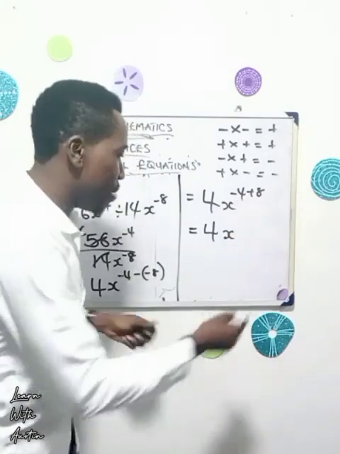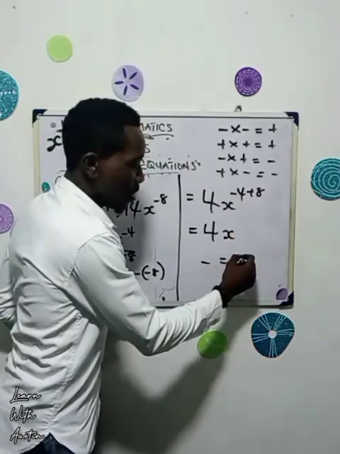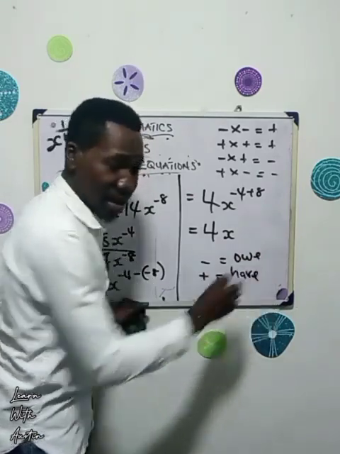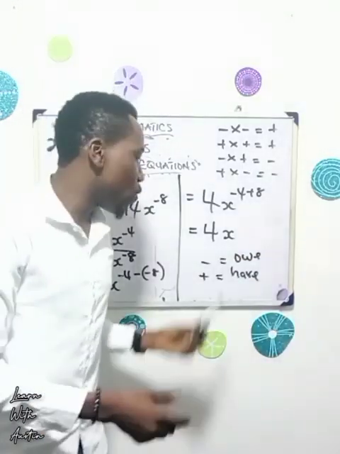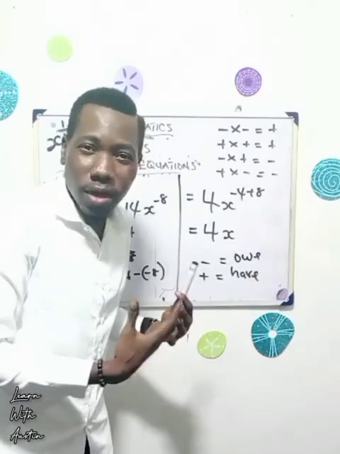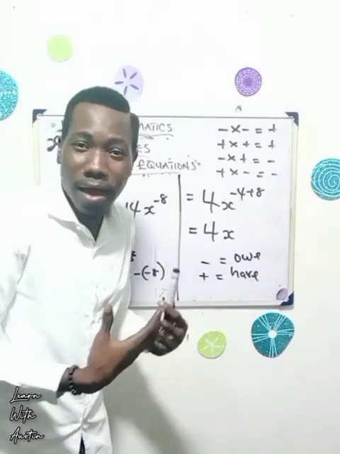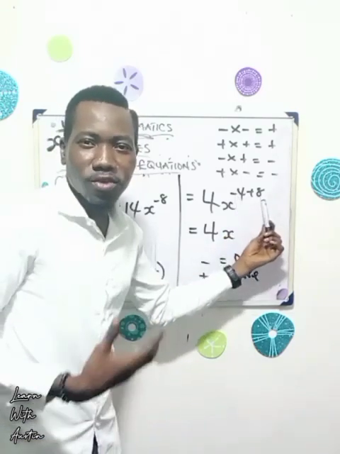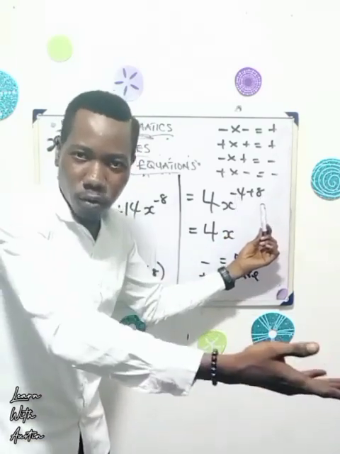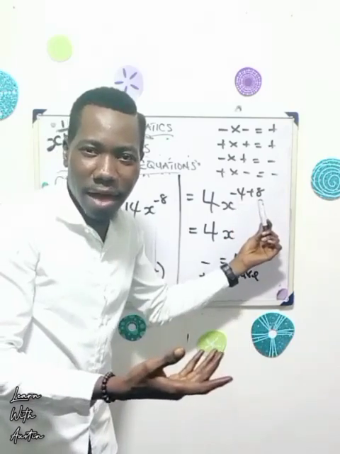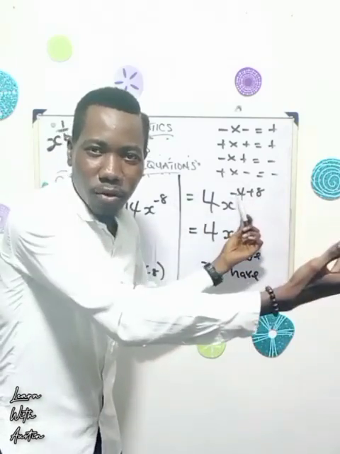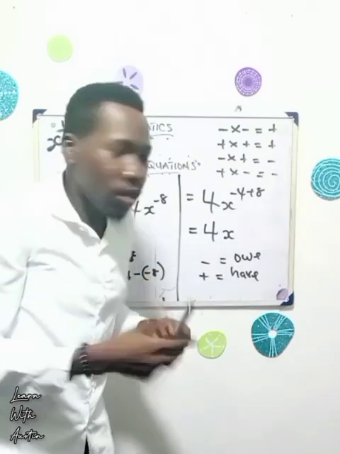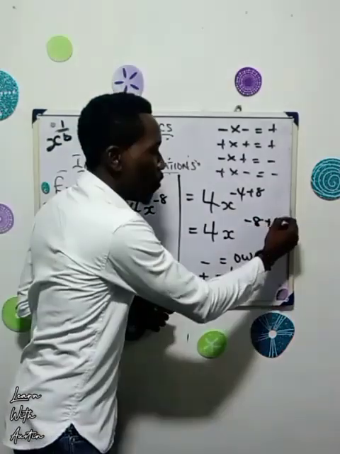Again, let me write it here. Negative, see that's what you owe, plus, see that's what you have. An easy way for you to get this, alright? If you see minus, that's what you are owing, and if you see plus, that's what you are having. In this case, I'm owing 4 and I have 8. So you have to pay what you owe. Out of the 8 that I'm having, I'm going to give out this 4 that I'm owing. It means that I still have 4 more, so my answer is plus 4.